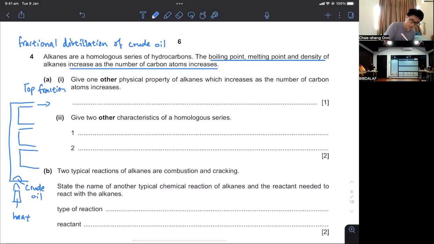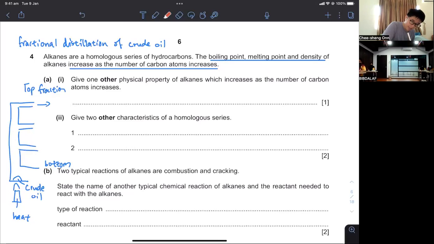So the top fraction is the shortest carbon chain, the lightest, the one that boils first, the one that has lowest density will be on top. The one at the bottom will be the heavy one, the high density, the very high boiling point, the one which is going to be like liquid or solid. They are all towards the bottom.